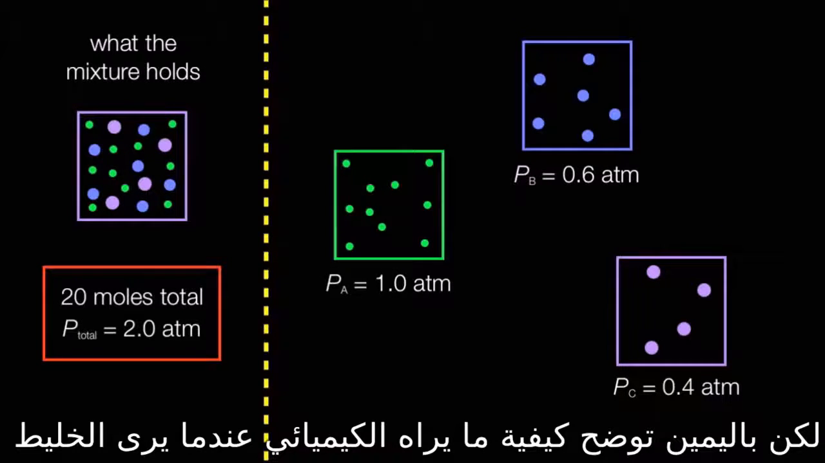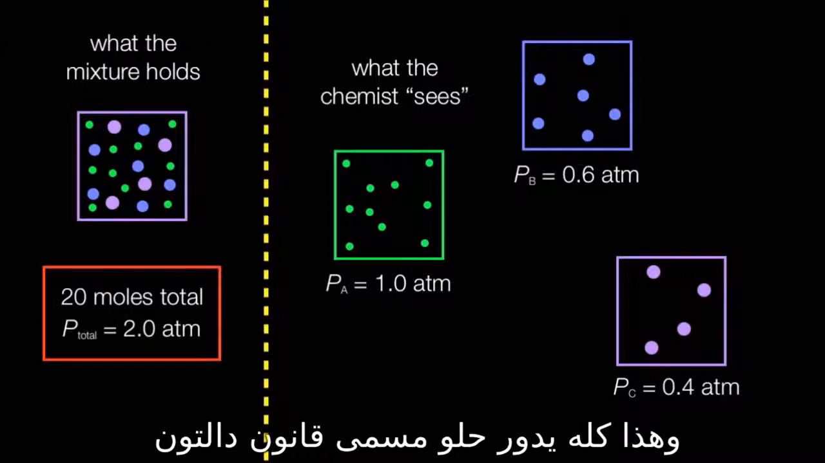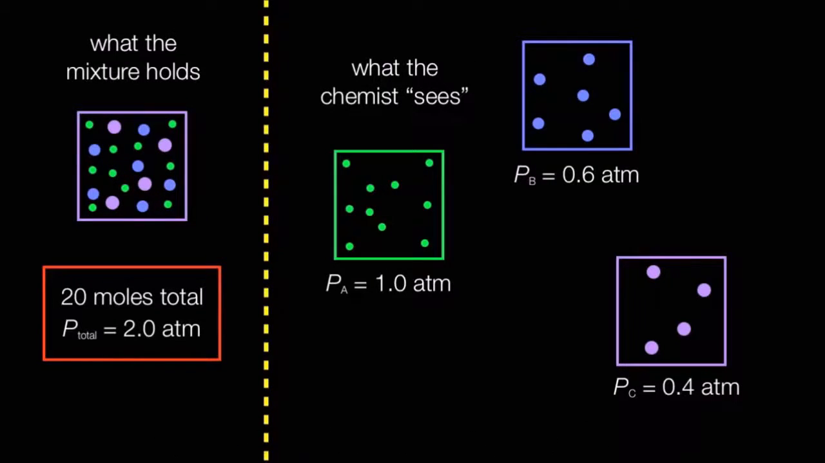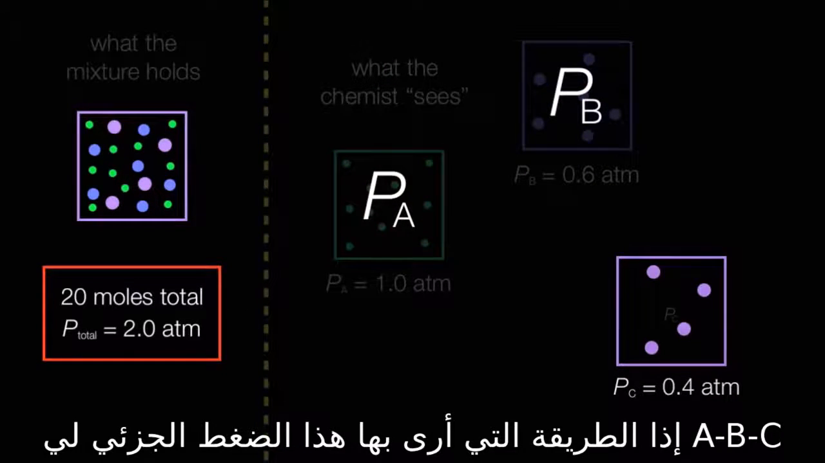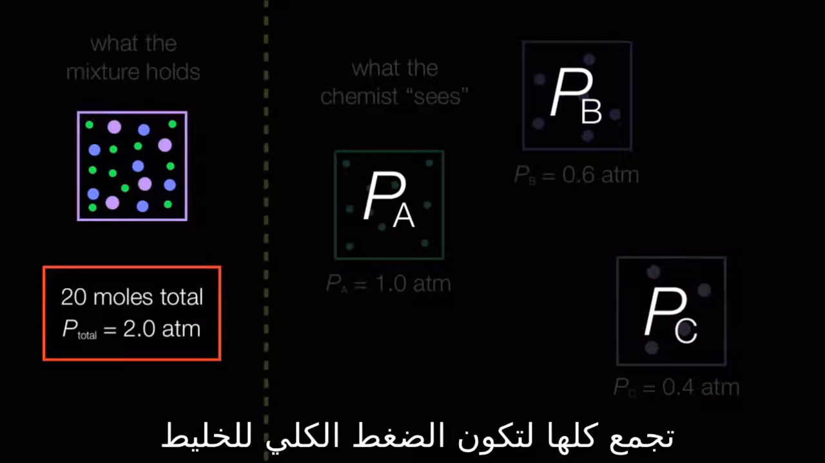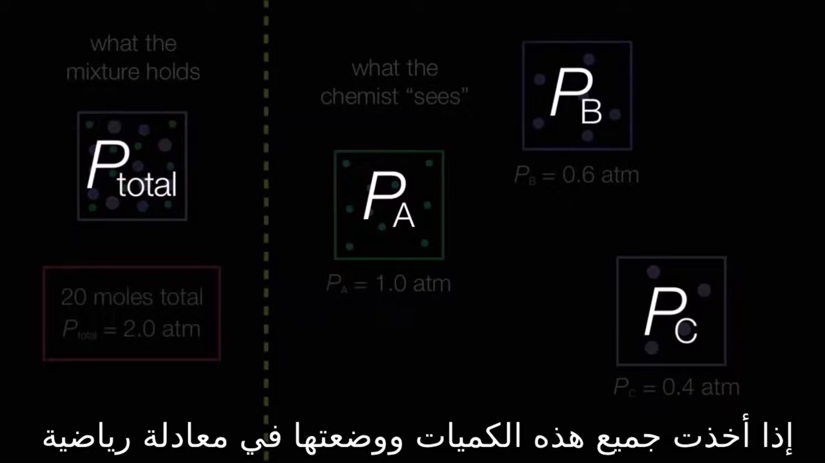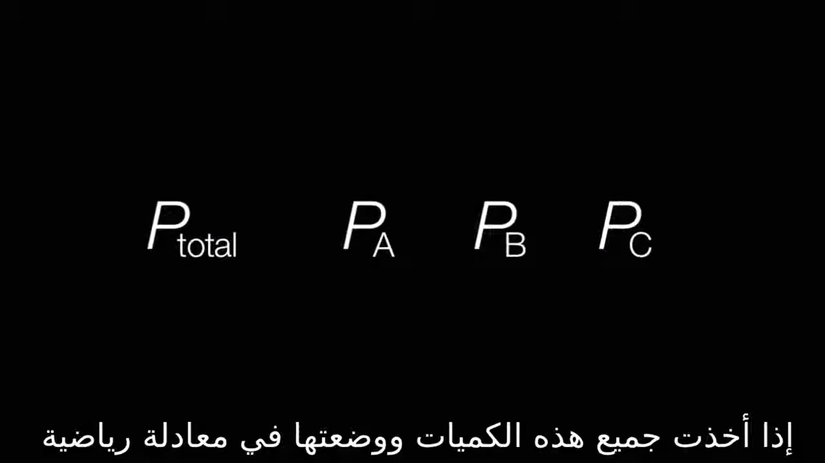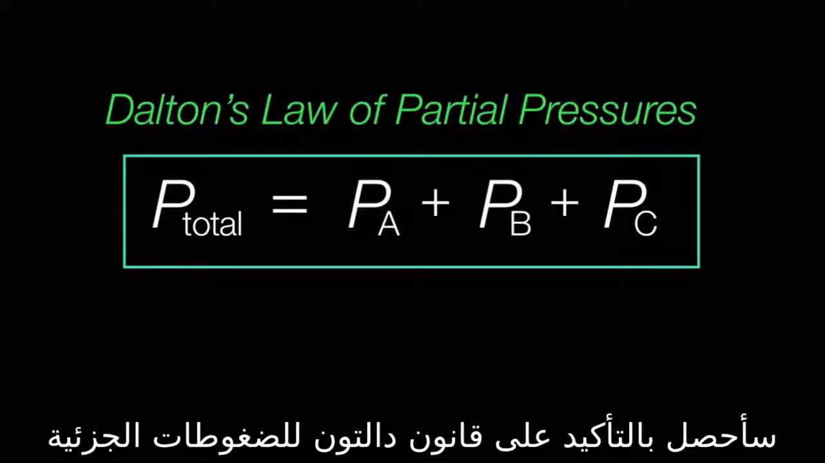We don't care what they are. But on the right is more of the way a chemist sees things when he's looking at a mixture. We really see it as the 3 separate partial pressures that combine to give the total pressures. That's exactly what Dalton's law is all about. So the way I see this is partial pressure of A, the partial pressure of B, and the partial pressure of C all combine to give the overall total pressure in the mixture. If I take all those quantities and make a mathematical relationship out of them, I have the very definition of Dalton's law of partial pressures.